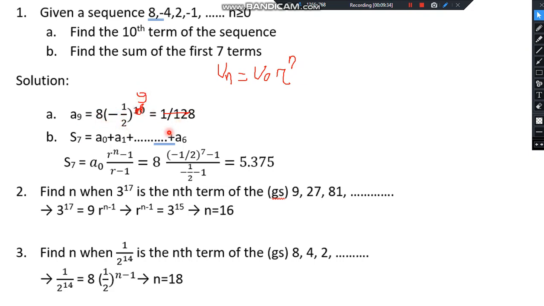Here, this is wrong. I want the sum of the first 7 terms, so a0 till where? Till a6, because I have 7 terms. So S7 equals the first term a0, r power n minus 1 over r minus 1. This is 8. And 7 terms, so 7, you have this answer. So we're going to continue now in the third video.